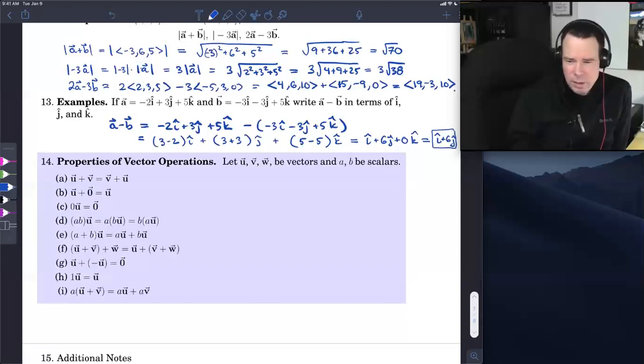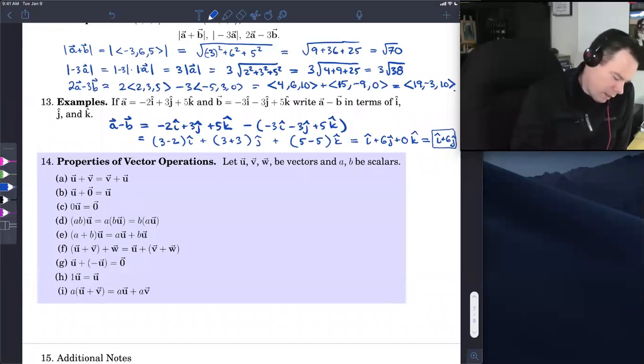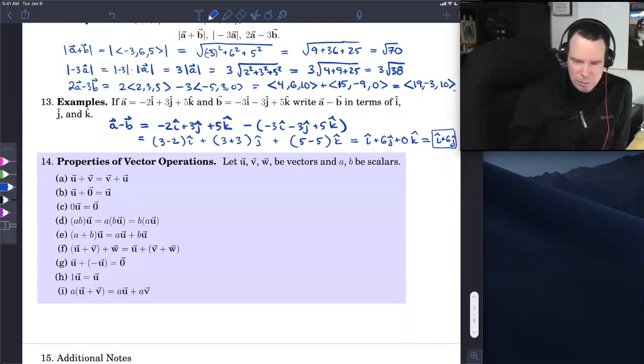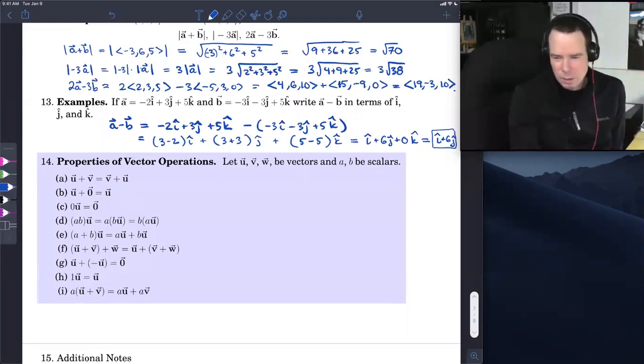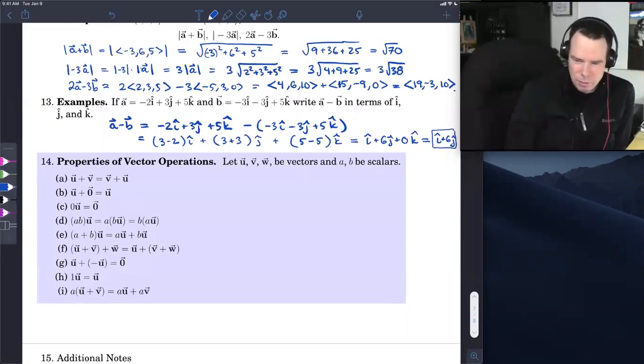Adding the 0 vector to any vector just results in the original vector. So u plus 0 is u. Scalar multiplying by 0 produces the 0 vector. And then what happens if we scalar multiply by a and b? If we multiply a and b together first and then scalar multiply by u, that's the same as scalar multiplying u by either a or b, and then multiplying by the remaining one. So that's property D.